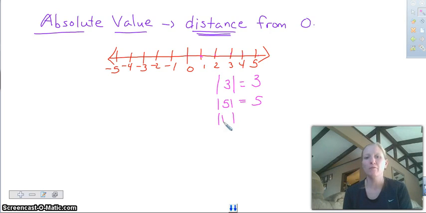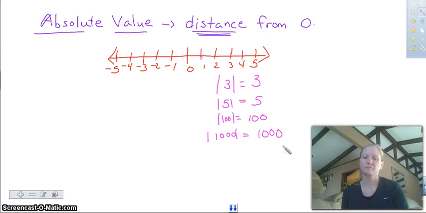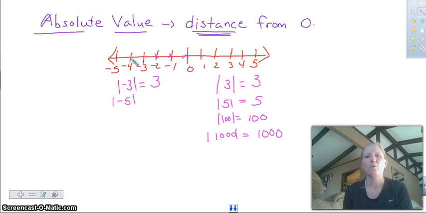The absolute value of 100 equals 100. The absolute value of 1,000 equals 1,000. Okay? That side's easy. Now let's look at the negative side. The absolute value of -3. Okay? So I'm going to count. -3 to 0. 1, 2, 3. It's 3. Positive 3. The absolute value of -5. I'm going to count. 1, 2, 3, 4, 5 is 5.